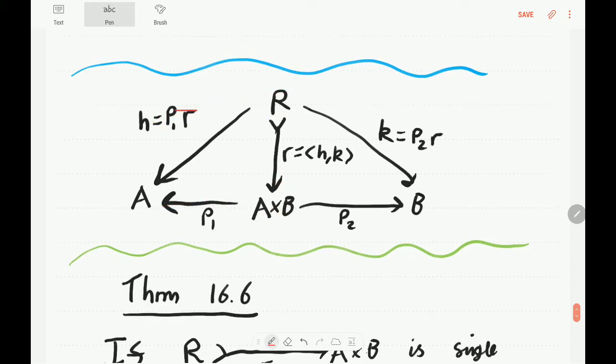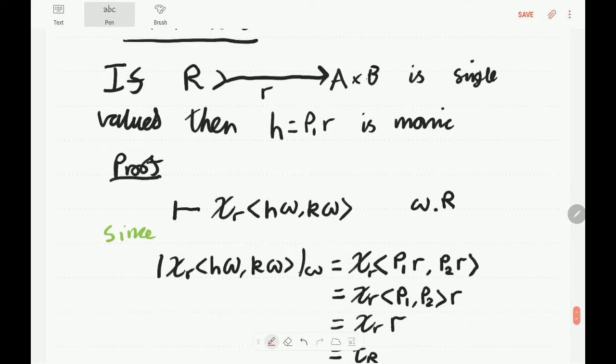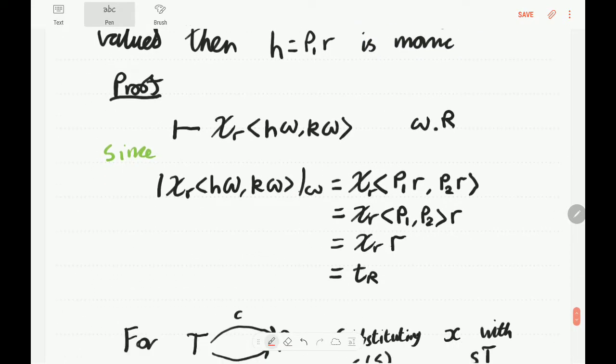We write h to denote p1 after R and k to denote p2 after R. And we have this theorem 16.6, which says that if R is single valued, then h equals p1 R is monic. Okay, so let's see the proof of this.